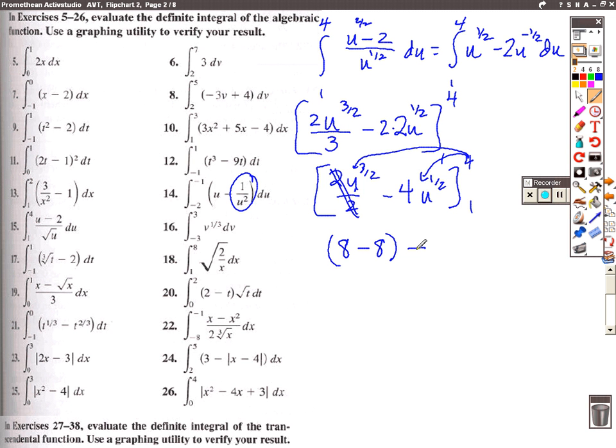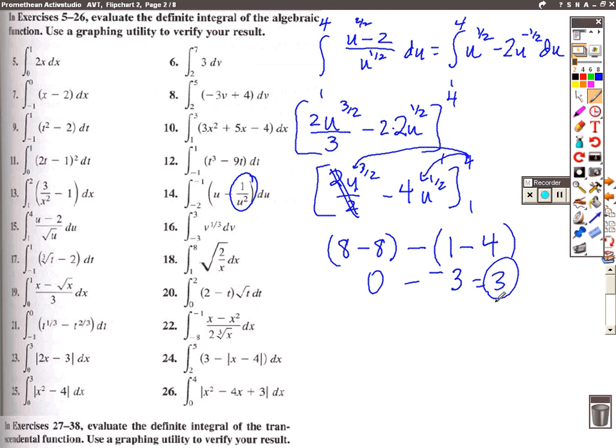Again, I'm assuming my arithmetic is good. I'm going pretty fast here. Let me check again. Square root of 4 is 2. Cubed is 8. Square root of 4 is 2. Yep, looks good. And the next one, 1 raised to any power is 1. And in the next one, 1 raised to the 1/2 is 1 times 4. So I get 0 minus negative 3, which is 3.